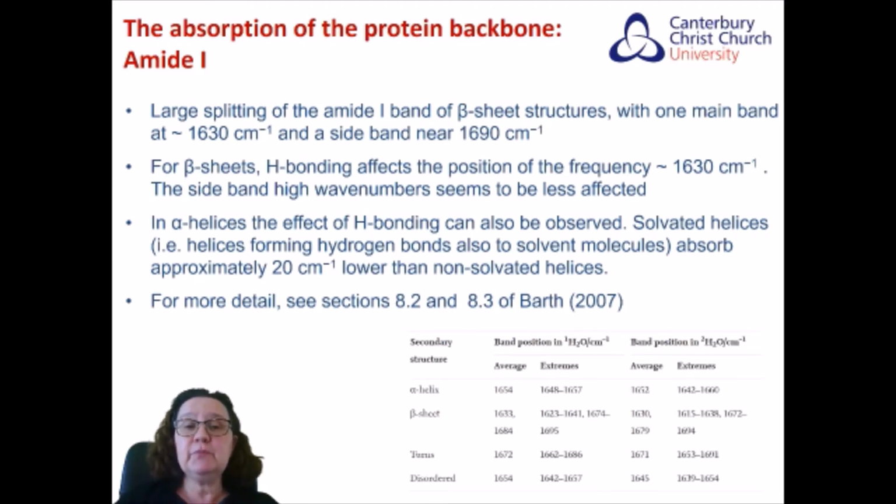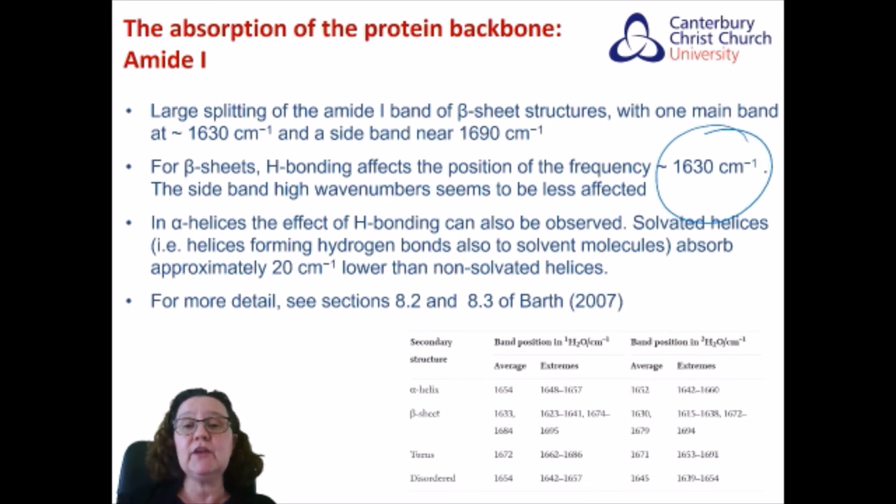A large splitting of the amide 1 band is typical of beta sheet structures. So it suddenly splits in two, and there's a main band at 1630 inverse centimeters, and a side band, a smaller one, at around 1690 inverse centimeters. And for beta sheets, the hydrogen bonding will affect the position of this main band, and less the side one.